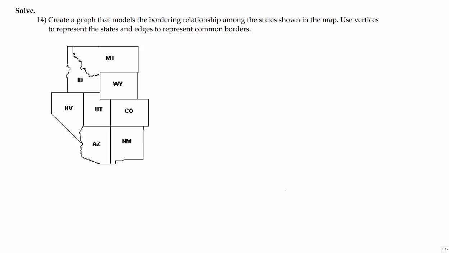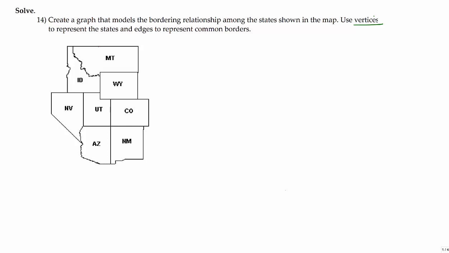Question 14. Create a graph that models the border relationships among the states shown in the map. Use vertices to represent the states and edges to represent the common borders. Okay, so we're not going to do anything with this model, like create a certain path or circuit. We just need to go ahead and represent it.